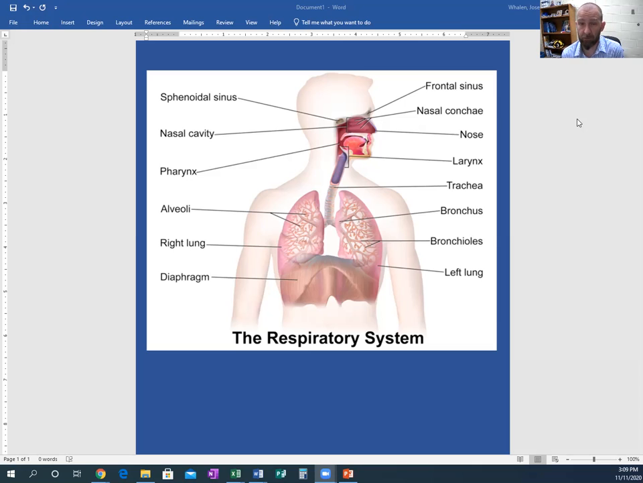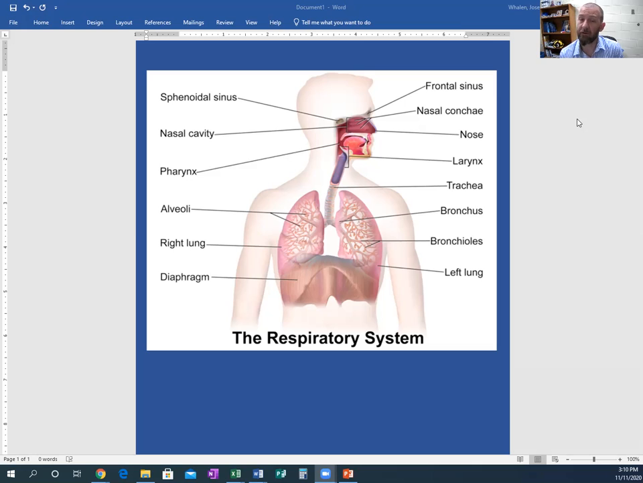Inferior to the cricoid cartilage, we have the trachea. It's the windpipe. It's got 16 C-shaped cartilage rings that hold it open. And when it gets to the bottom there, it bifurcates, it splits into two, into your main stem bronchi. You have a left bronchus and a right bronchus.